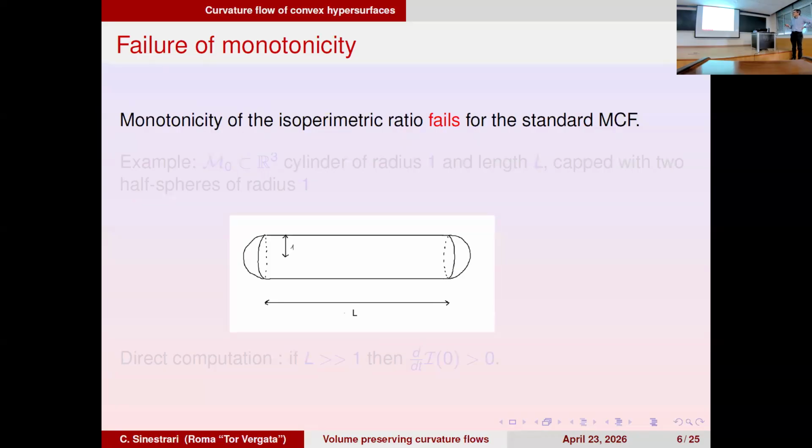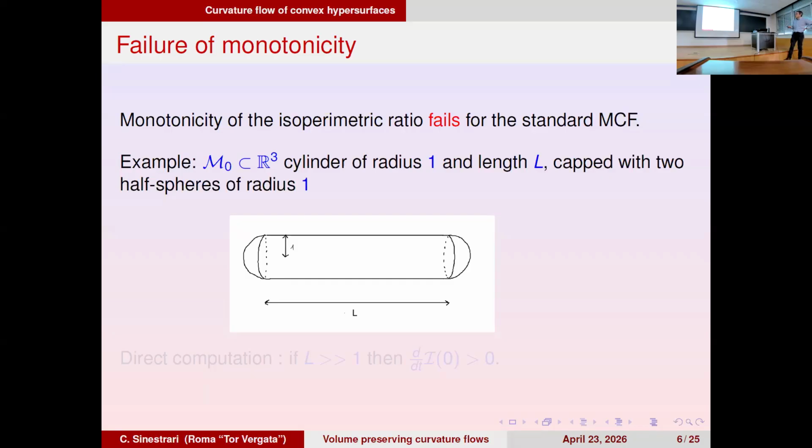So the interesting thing is that monotonicity of the isoperimetric ratio is not always true for the standard mean curvature flow. The first time I noticed it, I was a bit surprised, because mean curvature flow is the gradient flow of the area, so it's the most efficient way to reduce the area. Also, you know that a convex hypersurface converges to something round, so to the minimum of the isoperimetric quotient. So one would expect that it is monotone also with mean curvature flow, but that's not true.